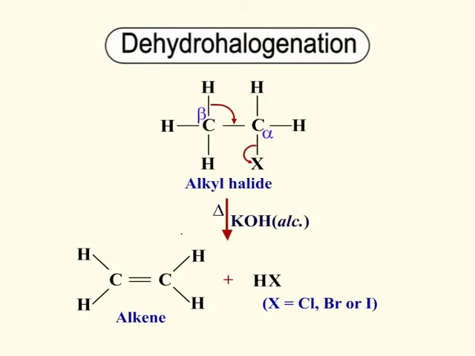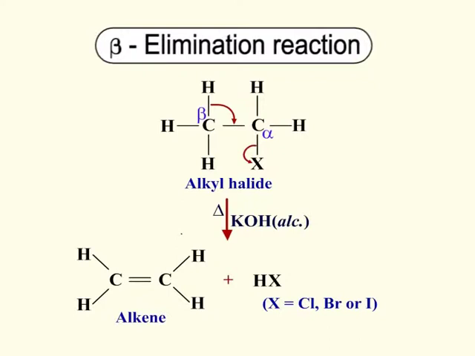Children, dehydrohalogenation is an example of an elimination reaction, since in this reaction a hydrogen is removed from a beta carbon and halogen from the alpha carbon. Therefore, it is called beta elimination reaction.